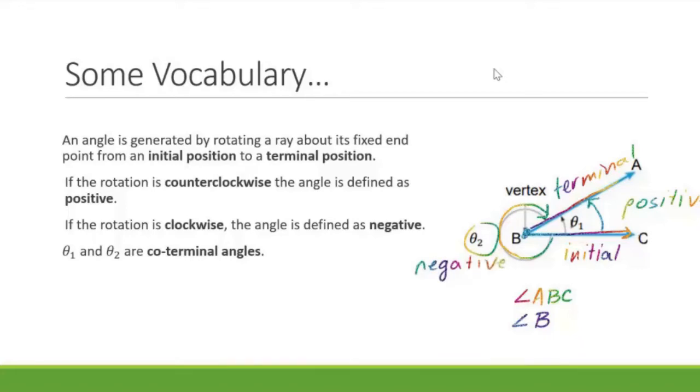Because theta 1 and theta 2 go from the same initial side to the same terminal side, so to the exact same location, but just move in different directions, we call those coterminal angles.